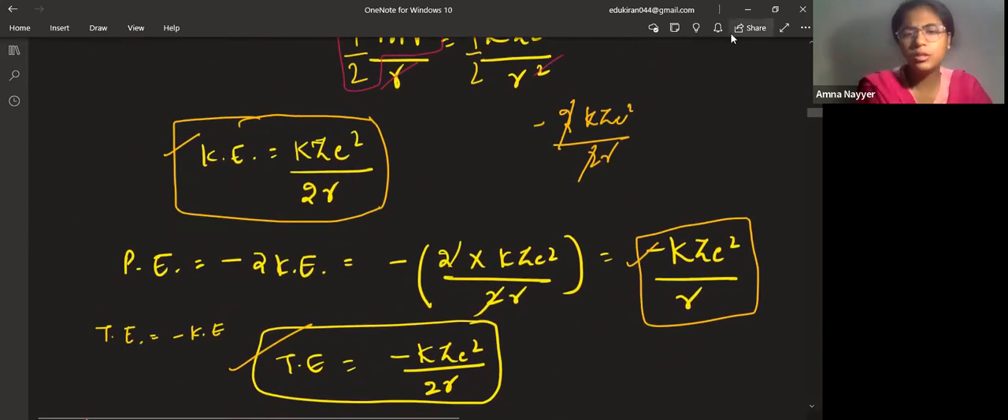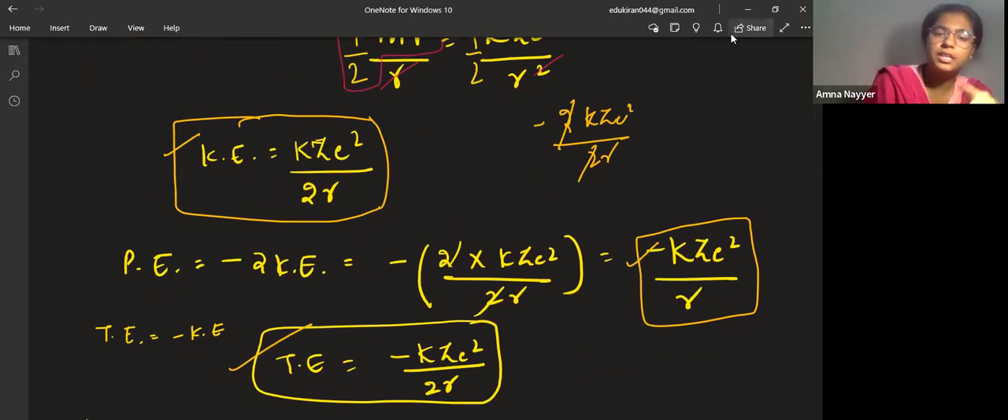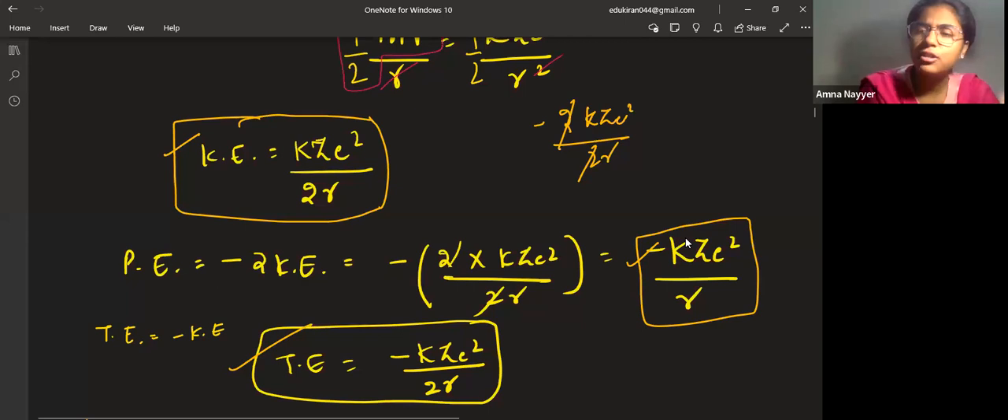Class, this one thing also you can note down: kinetic energy, total energy, and potential energy. Kinetic energy is directly kZe square by 2r. Total energy is just the negative of it, and potential energy is negative kZe square by r. Just write down these three as well.